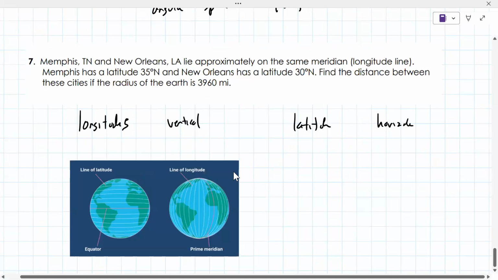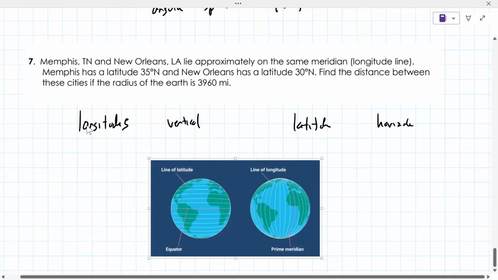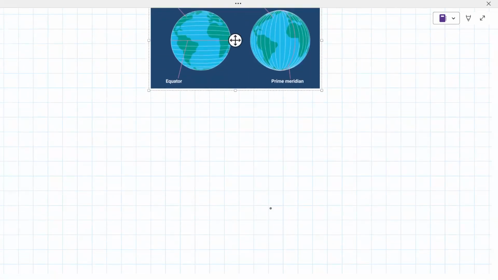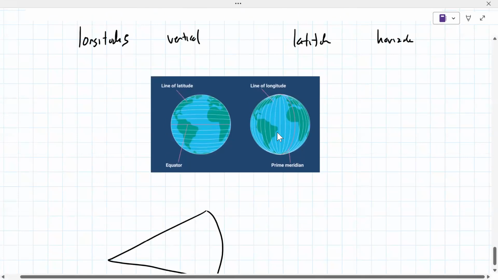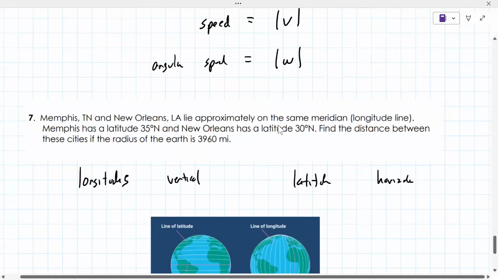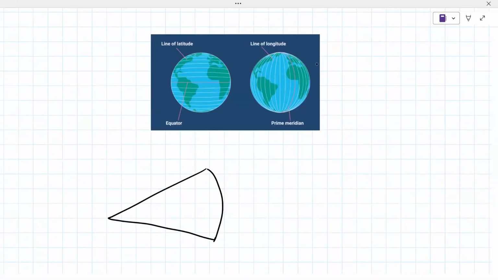Okay. So they lie on the same meridian, which I don't know what that means, longitude line. So that means they're on the same vertical. So your picture is like this for longitude. It's like one's here and one's here, and that's these dots here.